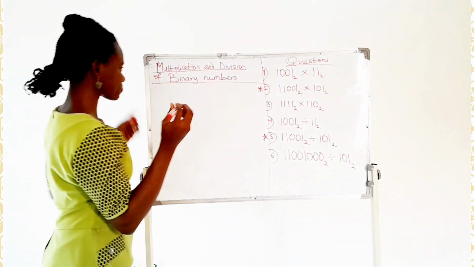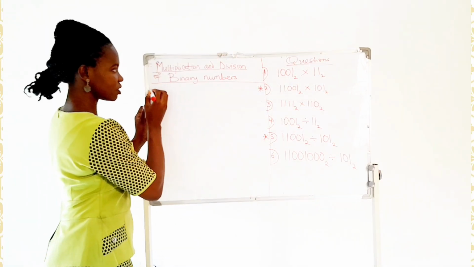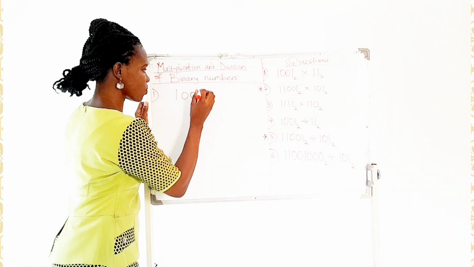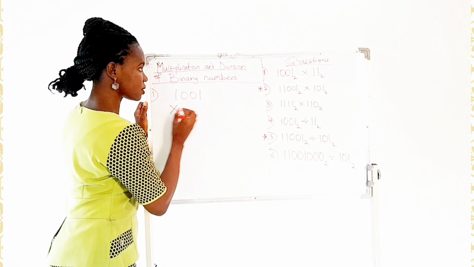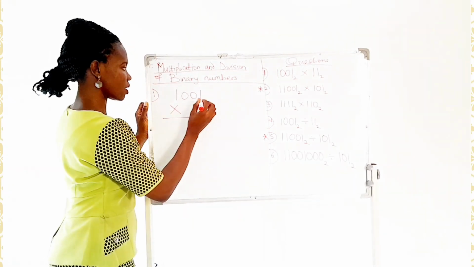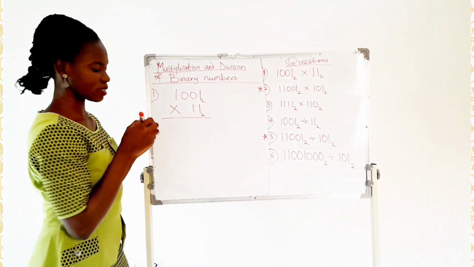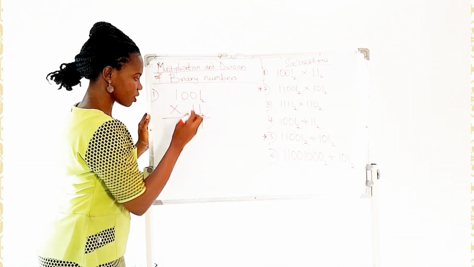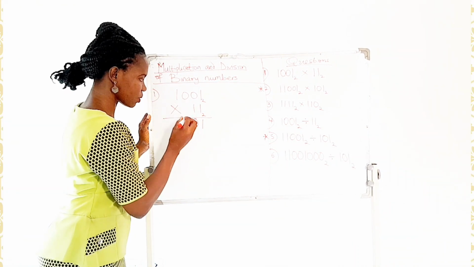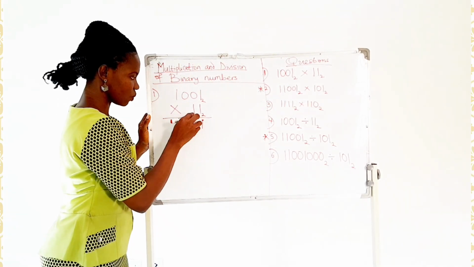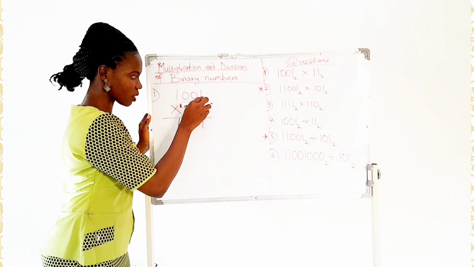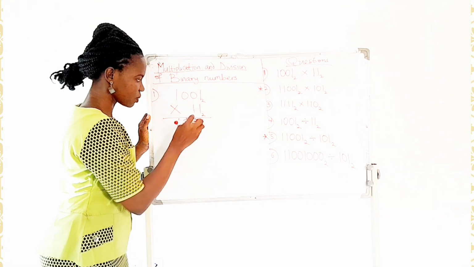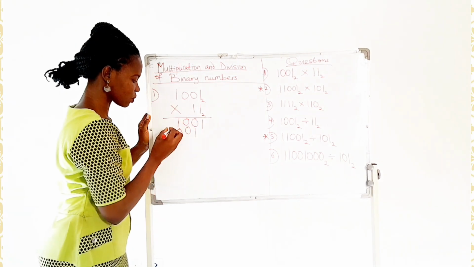Okay, so let's start. For the multiplication, we're starting with 1. 1001 base 2 times 11. They are all in base 2. So we start the normal multiplication. 1 times 1 is 1. 1 times 0, 0. 1 times 0, 0. 1 times 1, 1. We go to the second one. 1 times 1, 1. We're going to write it under the second one. 1 times 0, 0. 1 times 0, 0. And 1 times 1, 1.